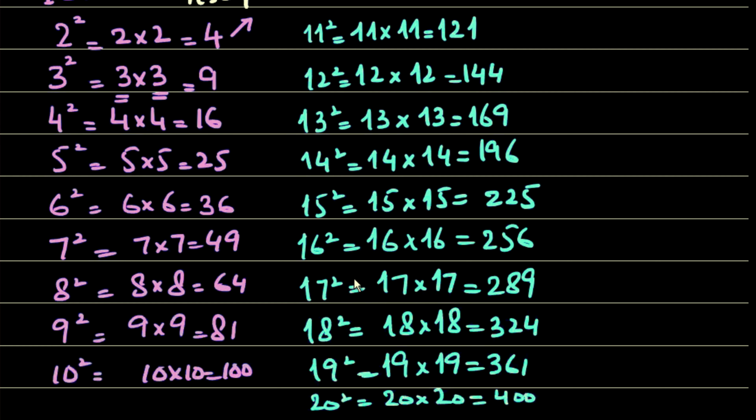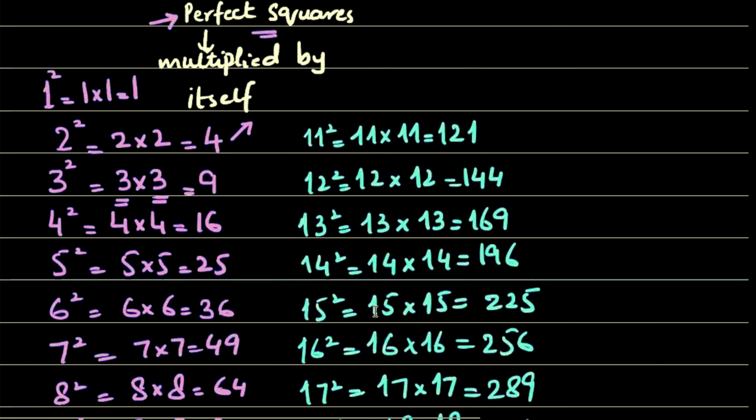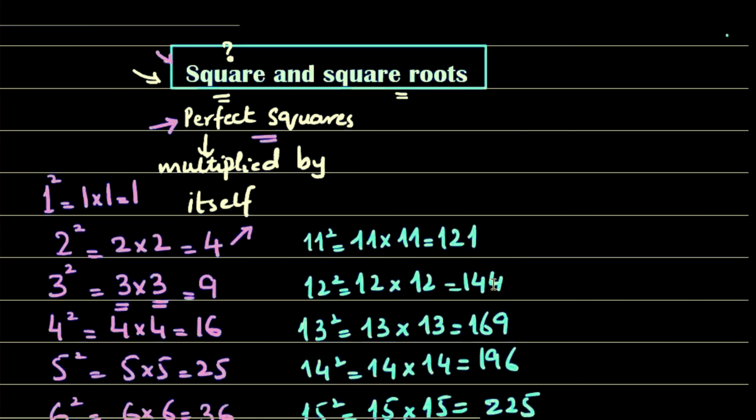So basically, you should memorize all 20 square numbers, all right? The difference I want to clear is that the number which you multiply by itself, basically these answers, are called square numbers.